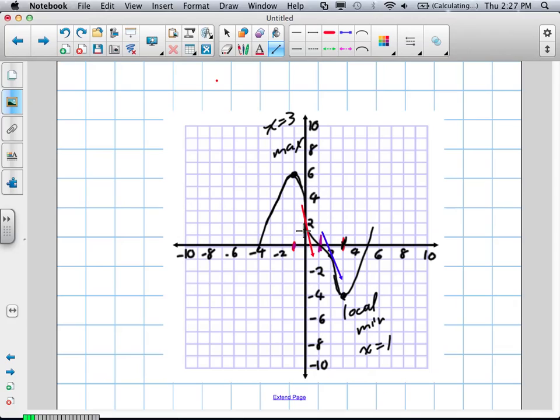Now we could have plugged in and found out the actual correct values. This is just a rough sketch of something like that. Sorry, around the y-axis it's hard to see. But that was our rough sketch with the information we have found.